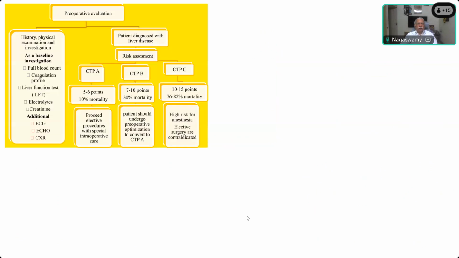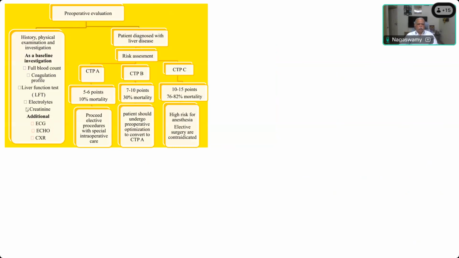And this is a small flow chart which you can use for exam purposes. Preoperative evaluation: history, physical examination and investigations. What are the baseline investigations you do? It is full blood count, coagulation profile, LFT, electrolytes, creatinine, and in addition, as a routine, you have to do ECG, echo, and CXR, because these also can be altered or there may be variations in them. Then the patient is diagnosed with liver disease, and risk assessment follows.